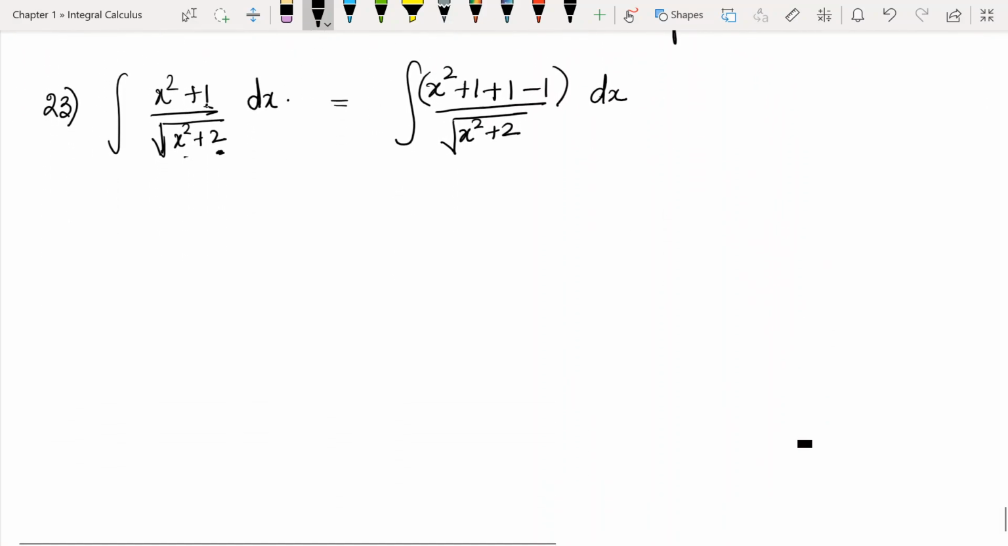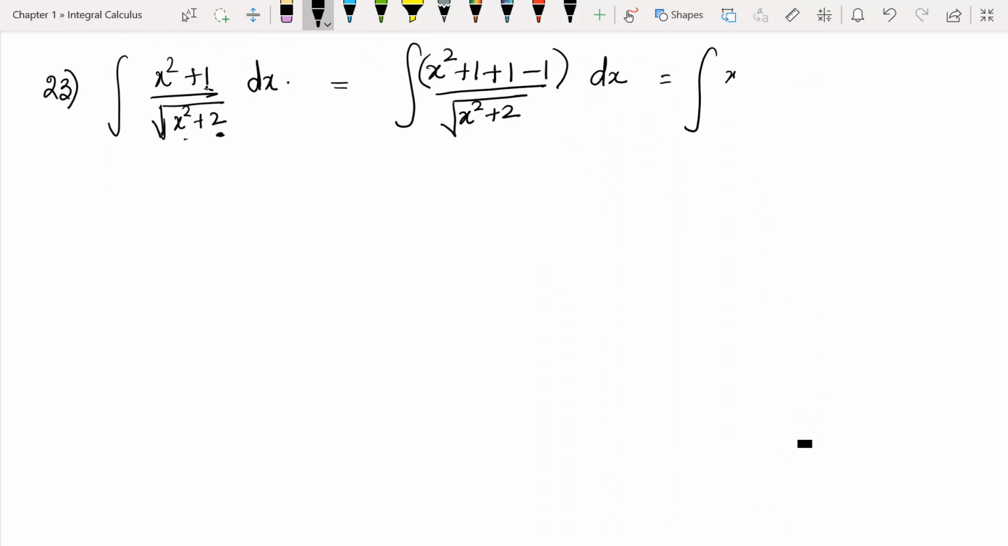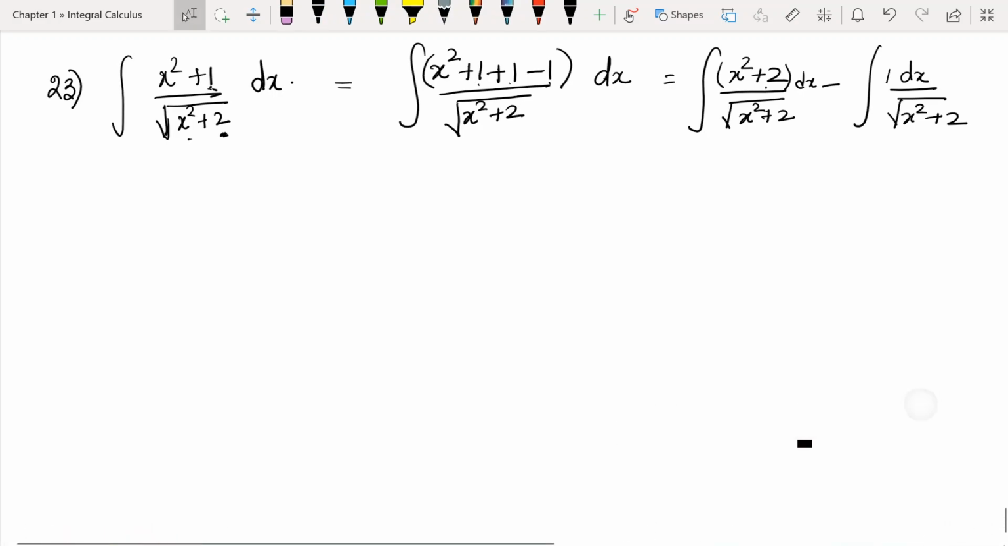Now let me further split this. Integral of (x square plus 2) divided by root of x square plus 2, minus this 1, you leave it as it is, dx divided by root of x square plus 2. Let me just repeat. This minus 1, where did it go? This 1 and 1 I added and I have written it as 2 here. This minus 1 still remains here. I have not written it because the impact of that is not there. And that minus we have put outside here. So this is what we have.